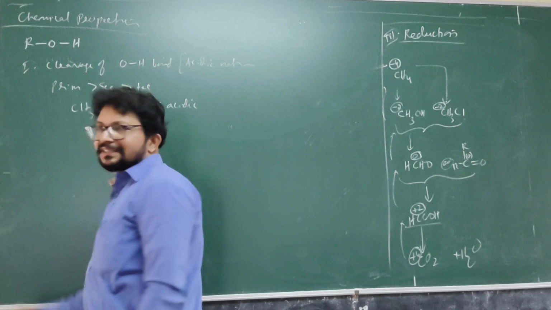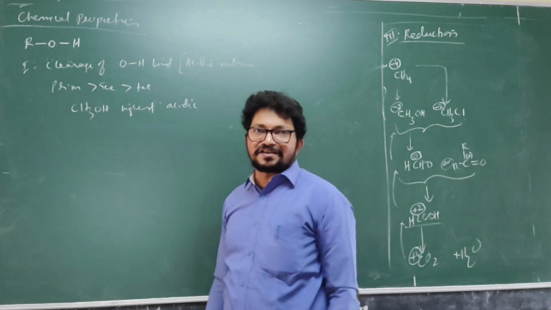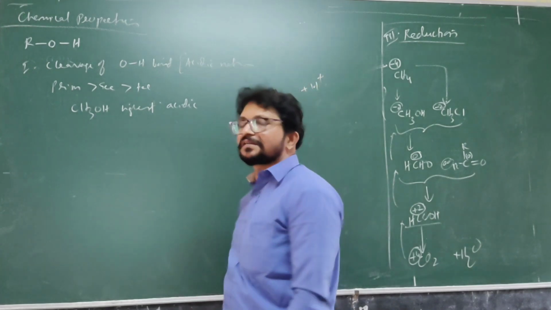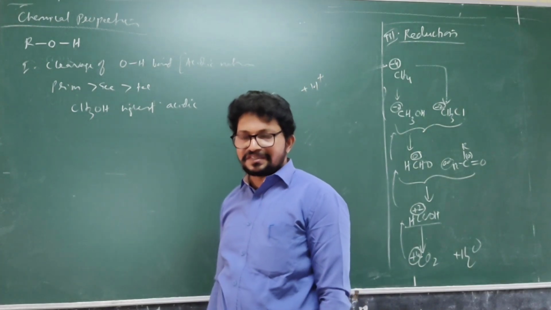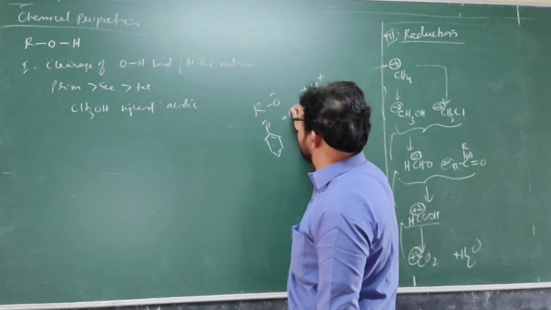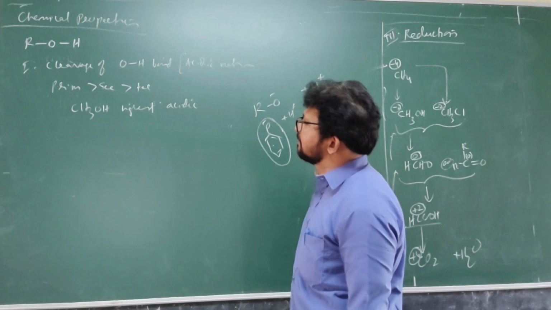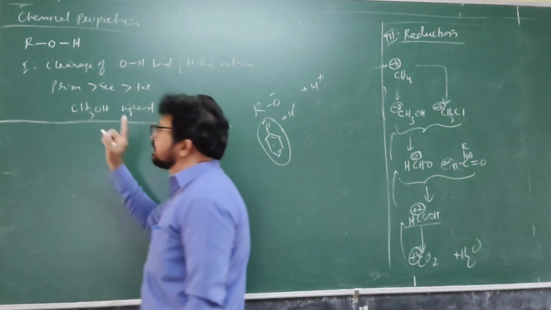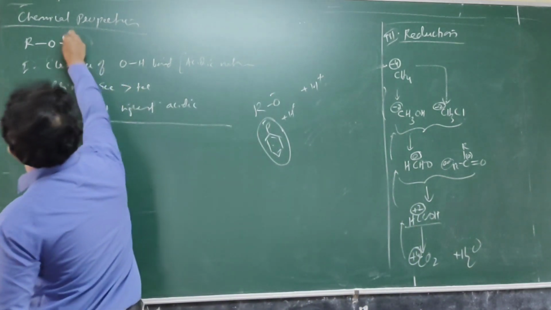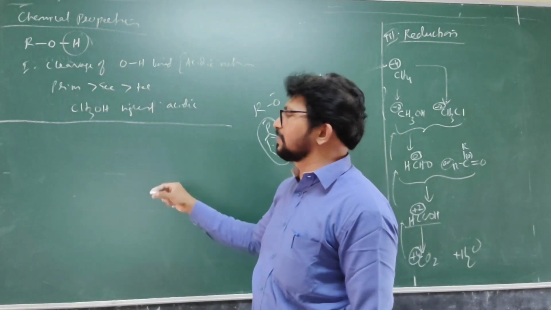But one thing to note is that alcohols are weaker acids than water, because alkoxide ions are not stabilized well. ROH gives RO minus, which is not stabilized, but phenols are better acids than water because there is resonance there. So in acidic nature, methanol is the most reactive and the best acid. Clearly primary greater than secondary greater than tertiary. So methanol is number one, ethanol number two.